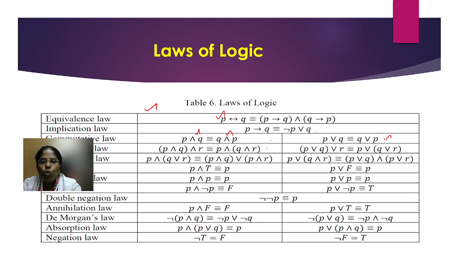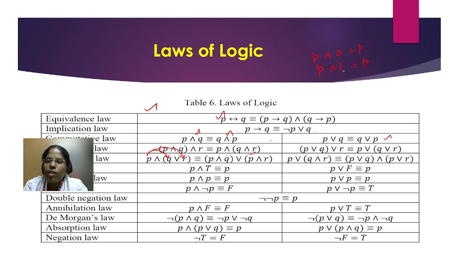Associative law means grouping. If you are grouping P and Q here, you need to group Q and R here. Likewise you can interchange. Distributive law: likewise you need to distribute P over Q or R. Identity law: P and true, meaning 1, you will get P. If it is P or 0, you will get P.